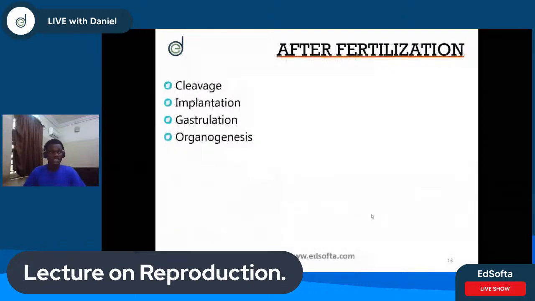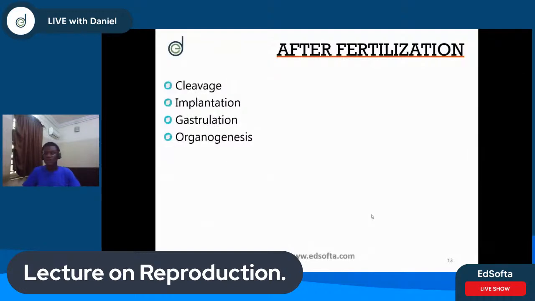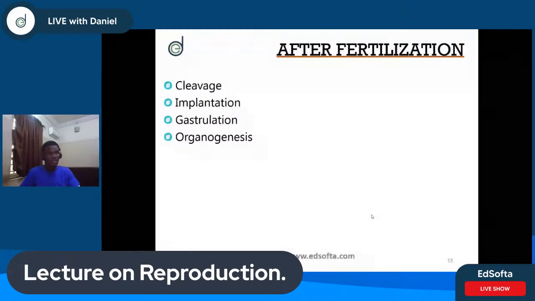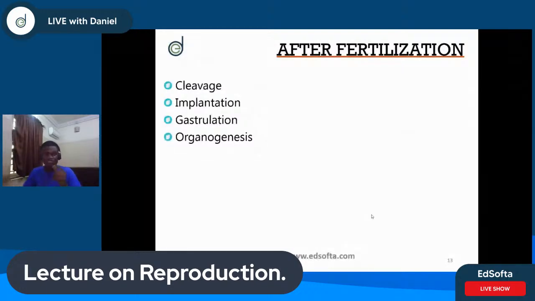Then the third thing we're looking at is gastrulation. Now, gastrulation simply means what? The rearrangement of the blastula to form gastrula. Simple as that. Gastrulation, the rearrangement of the blastula to form gastrula. Now, in this case, there is growth in cell size. The cells change in shape of the embryo, and there is cell movement.